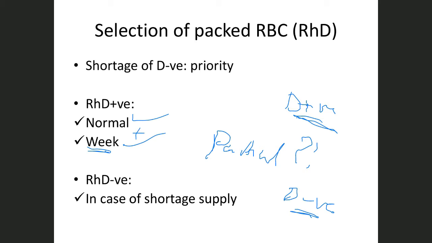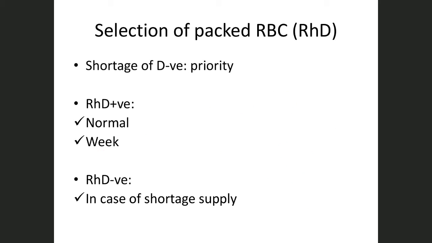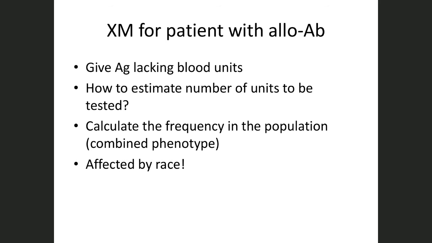Weak positive. Usually weak is considered as positive. I don't want to discuss the partial D because it's very rare, and I want to focus on the betas only. So D negative, people who don't have it, in case of shorter supply, we discussed a number of scenarios. So we understand that concept.